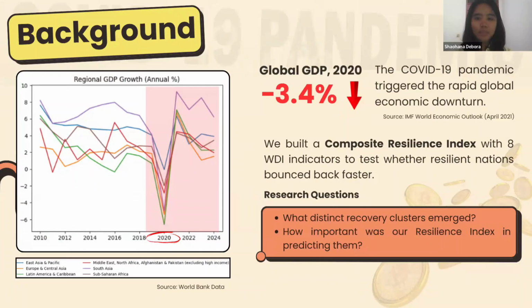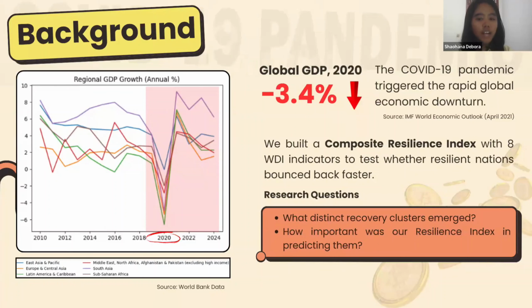During the COVID-19 pandemic, the global economy experienced its sharpest downturn in decades. According to the IMF, global GDP fell by 3.4% in 2020. Yet, the recovery looked very different across countries. Some bounced back quickly and others stagnated. And here, we wanted to unpack why these differences occur.